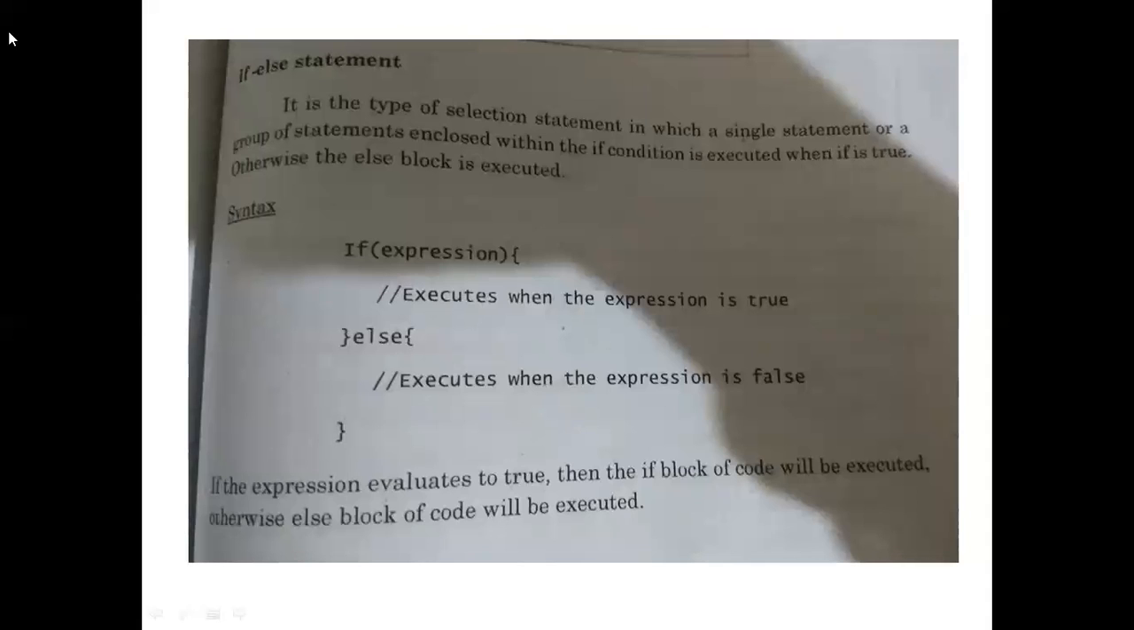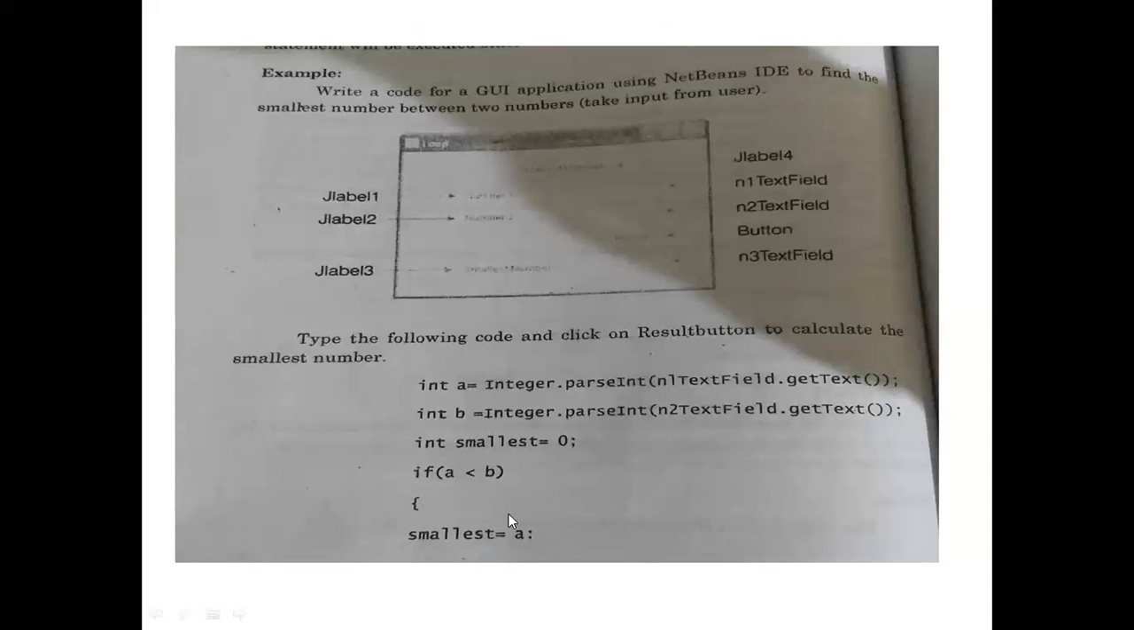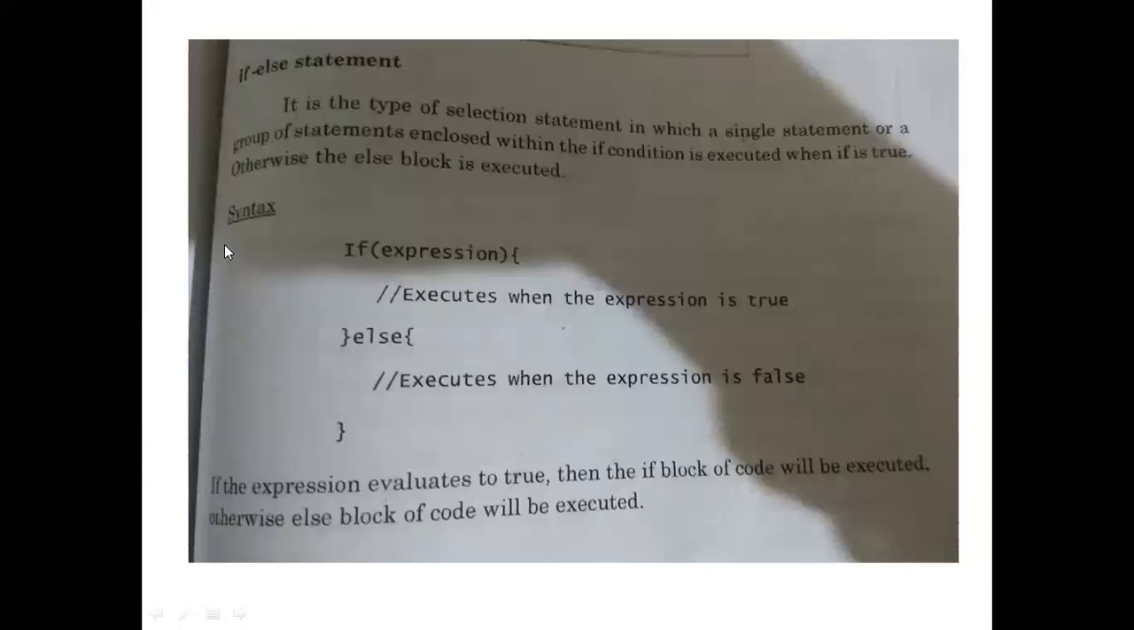Next comes the if else statement. The previous one was only the if statement: whenever the condition returns true, only then does the body of the if statement execute. But this is the if else statement. This is the syntax of the if else statement. If this expression returns true, then the body of the if statement will execute. The else part will execute whenever the expression returns false.